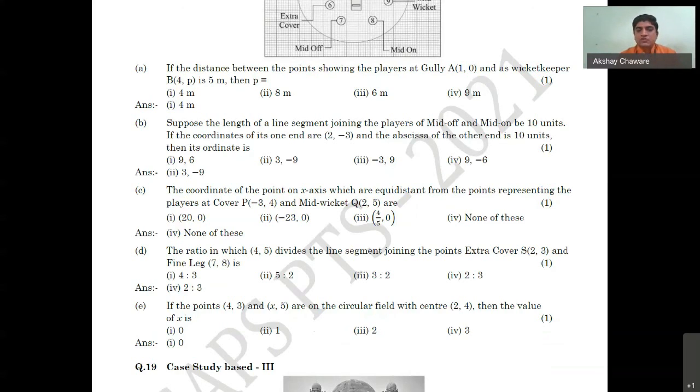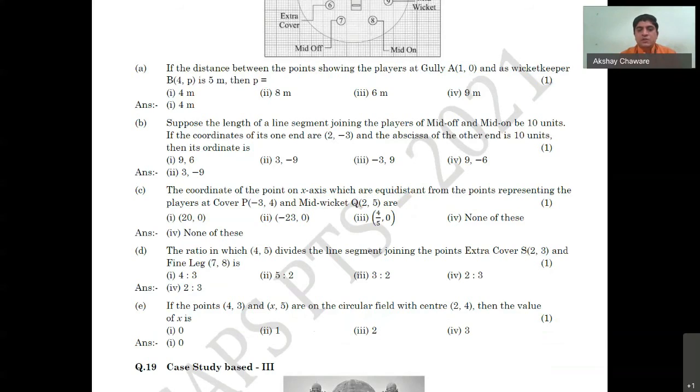Now D, the ratio in which 4, 5 divides the line segment joining the points extra cover S 2, 3 and fine leg 7, 8 is. Whenever we have to calculate the ratio, we will consider the ratio as k is to 1, and we will use the section formula here for internal division, and we will get a value of k as 2/3. The value of k is nothing but your resultant ratio. So your answer is 2:3.